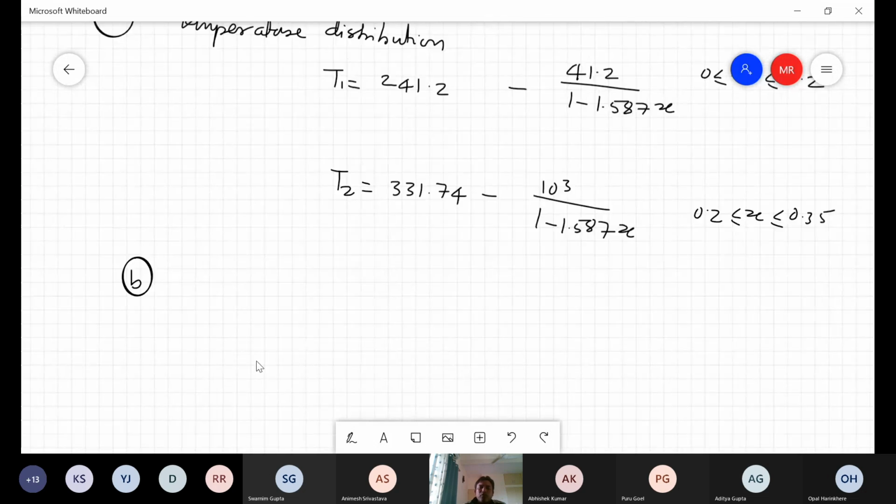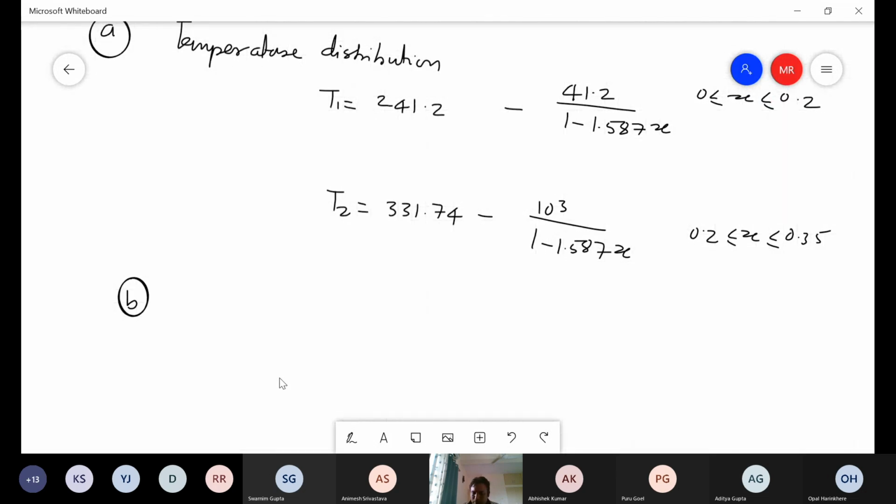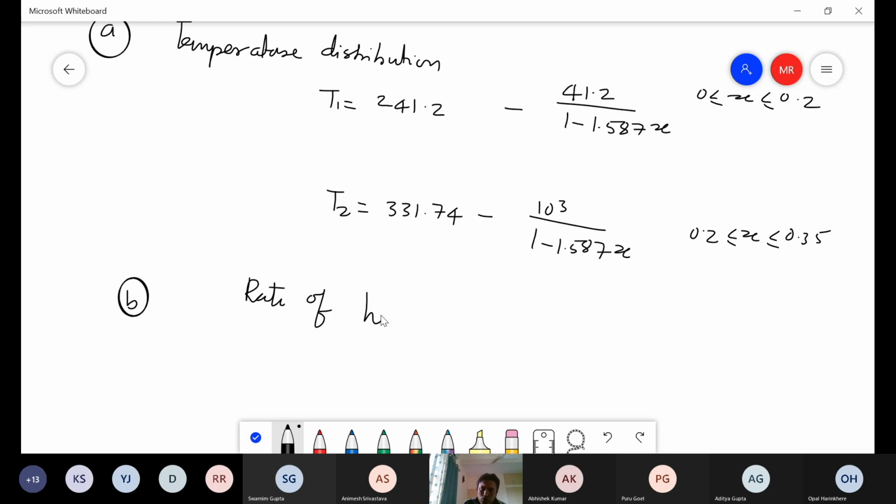So now what will be the Q? The question is we have to find out the rate of heat flow. Q we have to find out. Remember how we find out the rate of heat transfer Q in general whenever we have seen the shell balance?